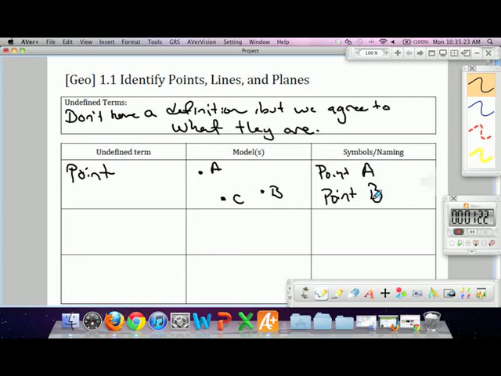The second undefined term is a line. A line, well, we kind of know what a line is. It goes on and on forever in both directions. It's straight. It looks like a line. An example of a line could look like this. It could go sideways. It could go out at you, but it's straight. It's called one-dimensional. It has length. That's it. It has no width. It has no depth. It just has length.